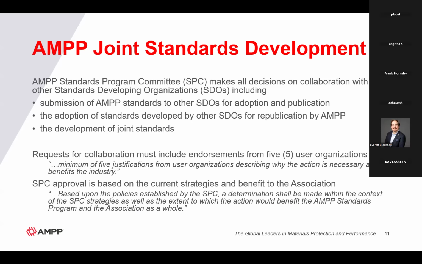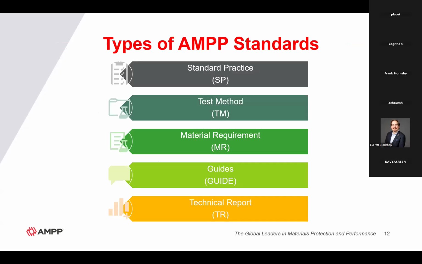So AMP has agreements with a few different standards developing organizations. ASTM is one, IEEE is another one, and there are a handful of others where we do work jointly to create those documents. But when we start a new project for those joint documents, we do need to get approval by the current standards program committee for that to move forward. And then that approval needs to include endorsements from 5 user organizations explaining why it's important to industry to develop that joint document. And then the SPC will consider approval of that joint industry project.